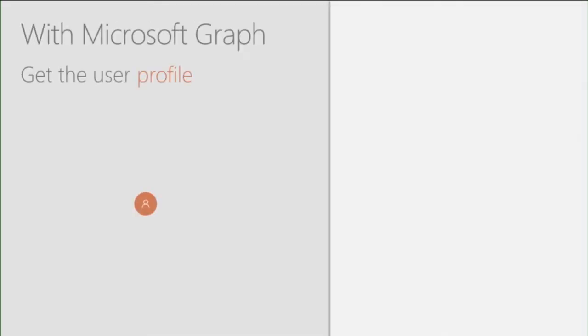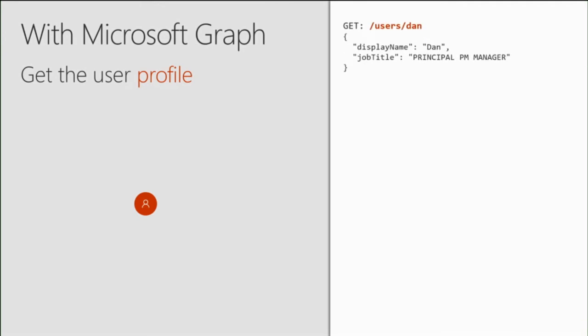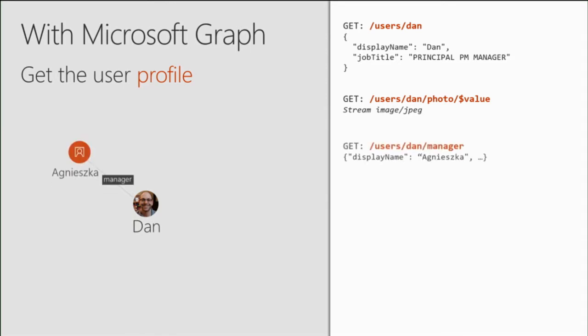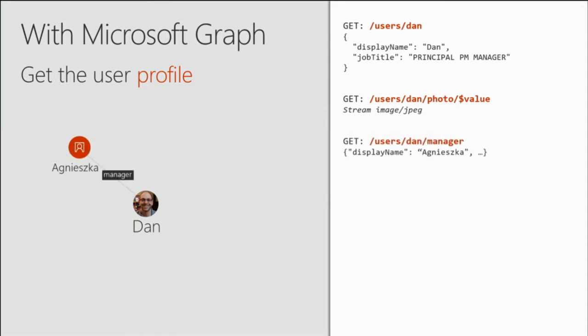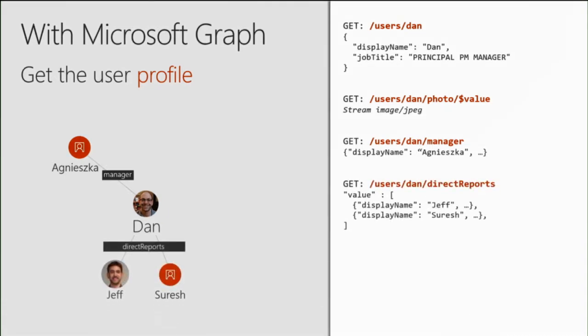So we're going to explore the data a little bit more. So let's, like Jeff said, start with the user profile. We already saw what Jeff did for Sarah. So you can query users and get the user's information and get their profile. You can get their photo, which comes back as a JPEG stream. You can find out who that user's manager is. You can find out who their reports are.